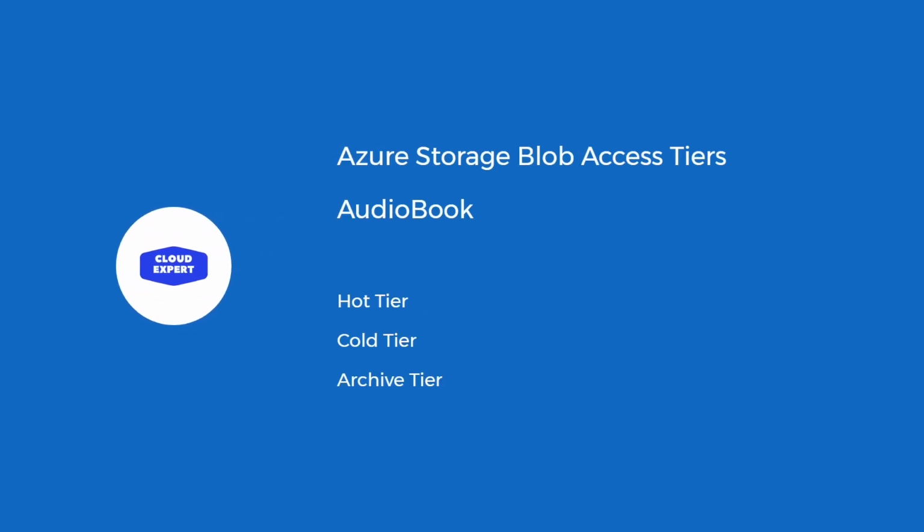Example usage scenarios for the archive access tier include long-term backup, secondary backup, and archival datasets, compliance and archival data that needs to be stored for a long time and is hardly ever accessed. Great! Now you've learned the Azure Blob Storage Access Tiers.